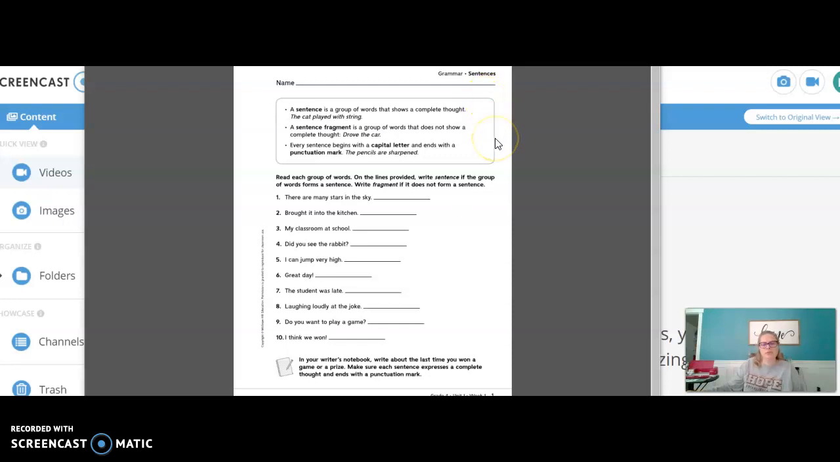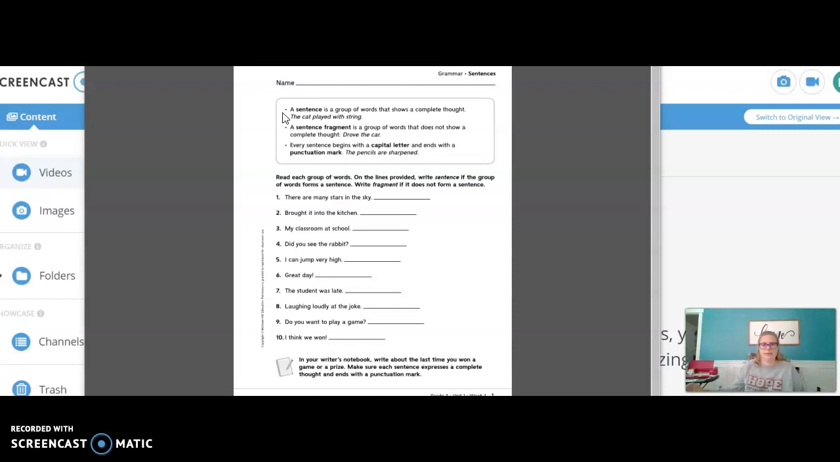And for grammar this week, we're going to be working on sentences. I know some of you have got these down, you know exactly what it is. But right now, we're just going to focus on the basics, give you a little bit of review to go from there. And if you read right here, it says a sentence is a group of words that shows a complete thought. The cat played with string. If I just said that to you, you would know exactly what I'm talking about. You could picture in your head a cat playing with a string.